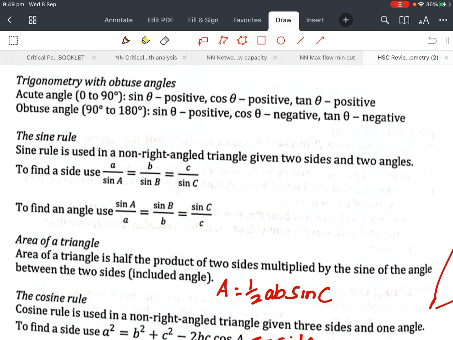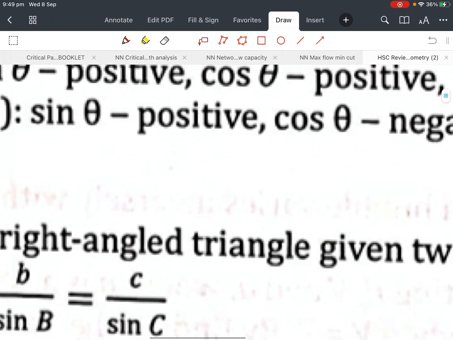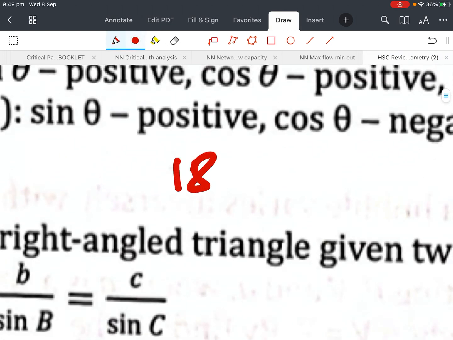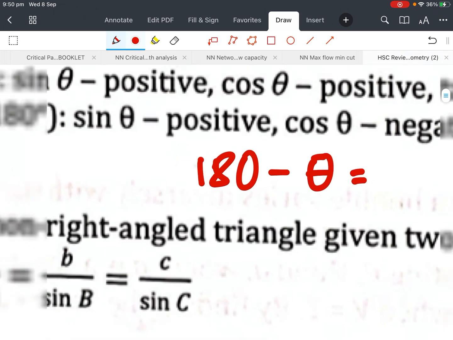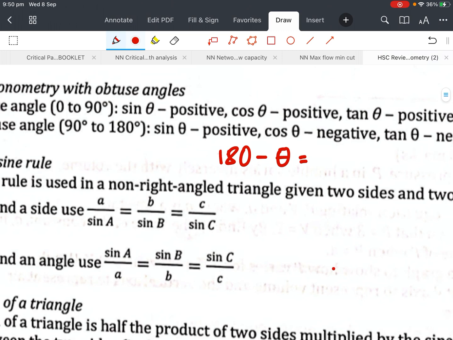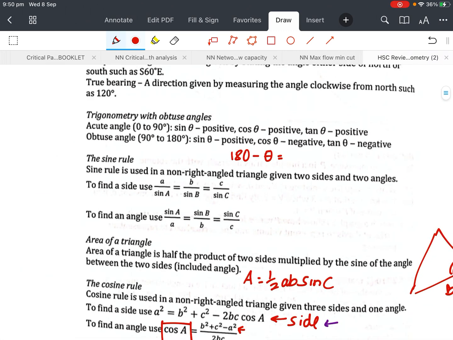And often you have to go 180 degrees. I'll write that in: 180 degrees minus the angle to work out the obtuse, or the acute, of the same angle. So that's what you have to do to work out the obtuse angle.